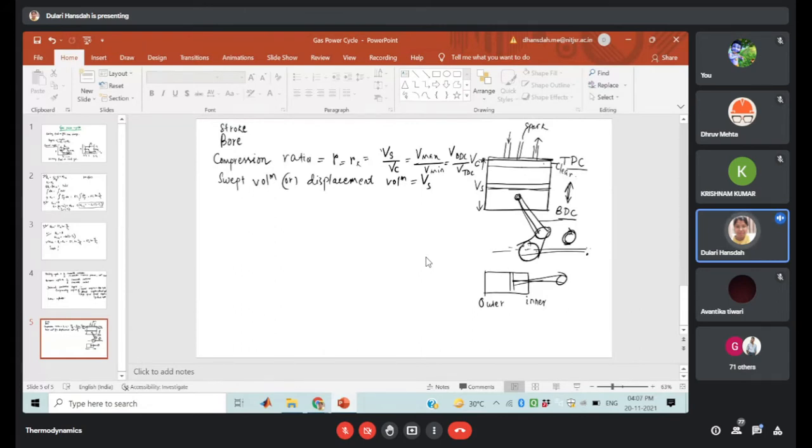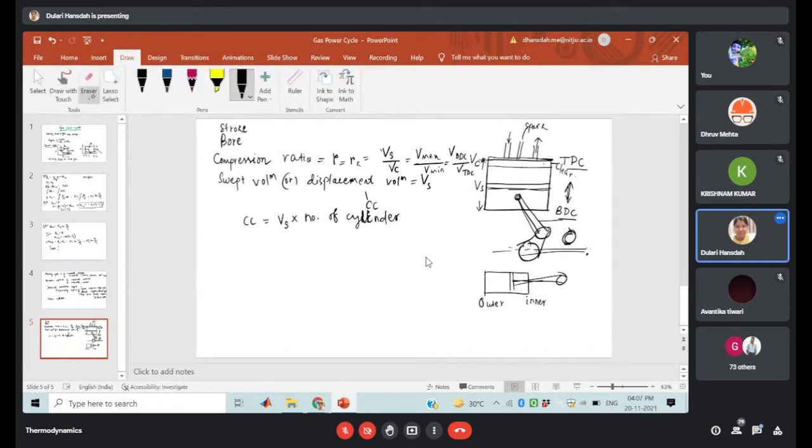Perhaps you have observed in the engine specification or car specification that this term is mentioned, the compression ratio. Another one is the displacement volume. Displacement volume we mainly represent in terms of CC. CC means cubic capacity. Cubic capacity is nothing but the multiplication of your swept volume with the number of cylinders. So that is your cubic capacity.